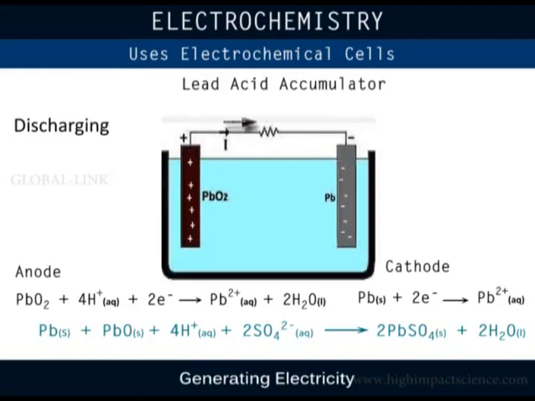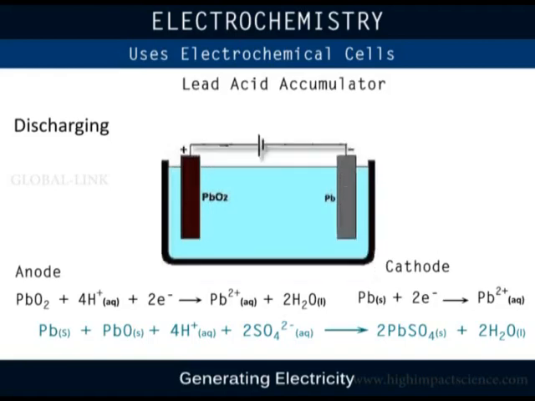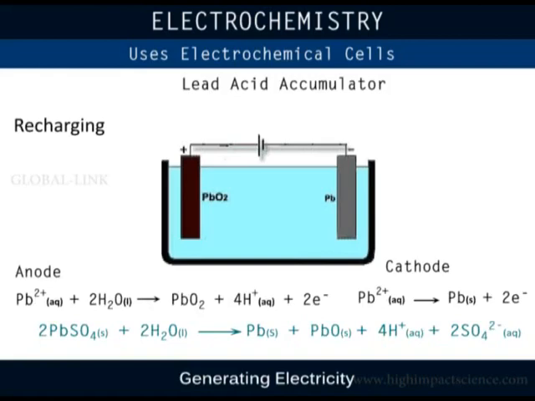As the battery discharges, lead and lead 4 oxide are depleted and the concentration of sulfuric acid decreases. Since the density of the aqueous solution depends on the concentration of sulfuric acid, measurement of its density can be used as a means of telling how far the battery is discharged. During recharging of the battery, the electrode reactions shown are reversed so as to restore the original reactants.